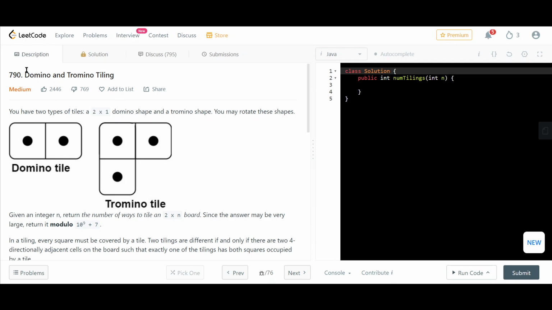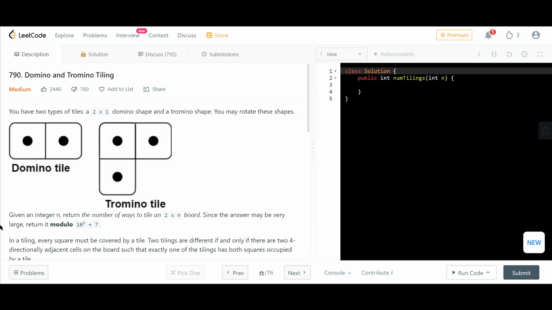Alright, we're doing this problem called Domino and Tromino tiling. Let's have a read. You have two types of tile, a two cross one and a Tromino shape. Okay, so there are these two kinds of tiles. You may rotate these shapes, so we can rotate, fine. Given an integer n, return the number of ways to tile a 2 cross n board.